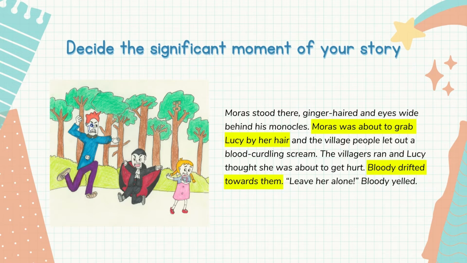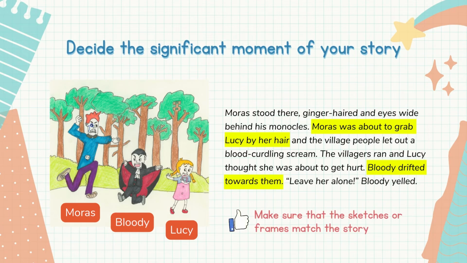You are absolutely right. Standing on the far left is Morris. He has orange hair and he is trying to grab Lucy, who is on the other side looking very scared. And between the two of them is Bloody, the kind vampire. Here's a tip for you. Always make sure that the sketches and frames match the story and reflect what is happening in the scene, just as they do in this example.